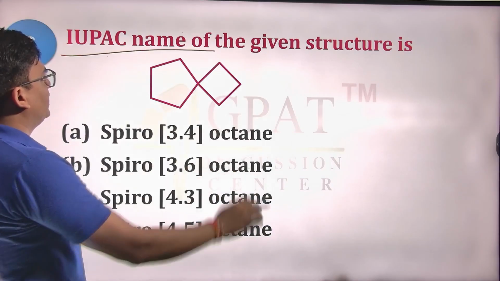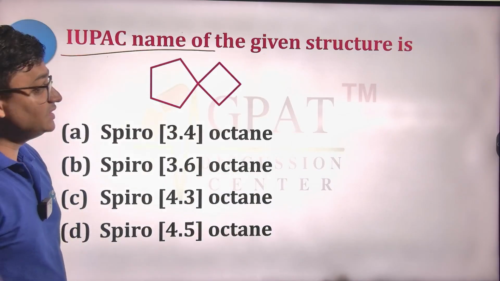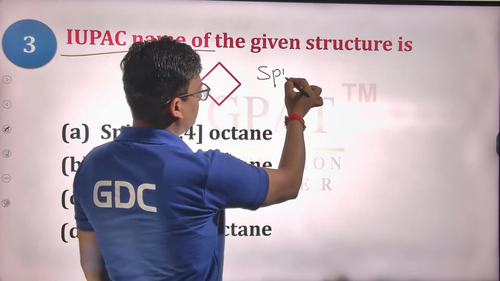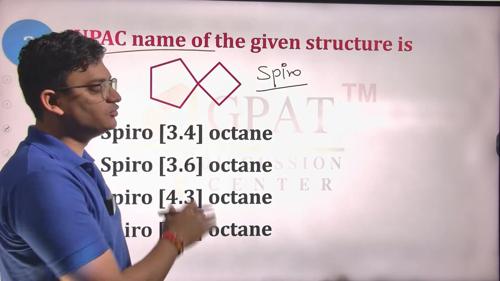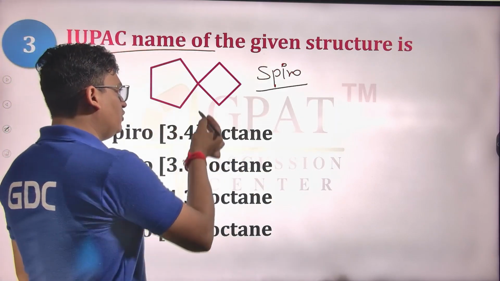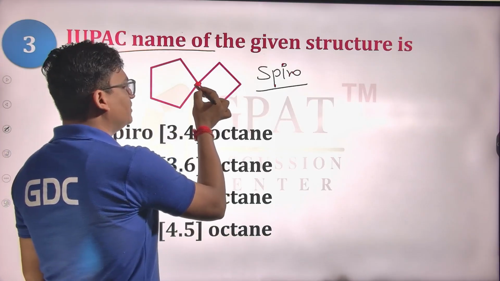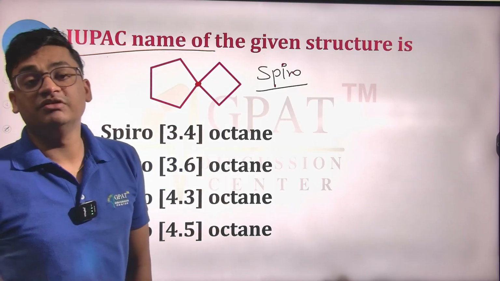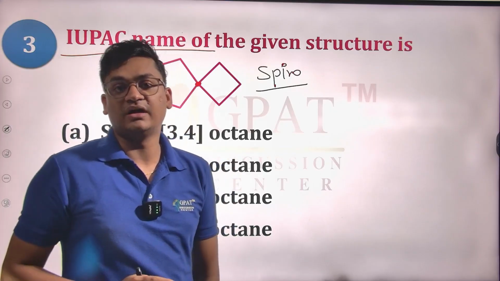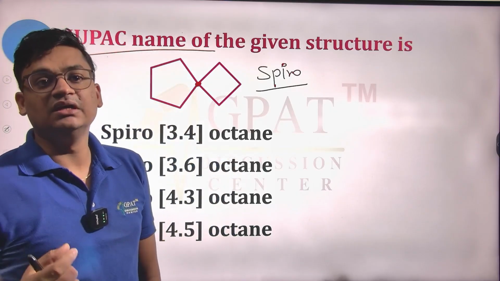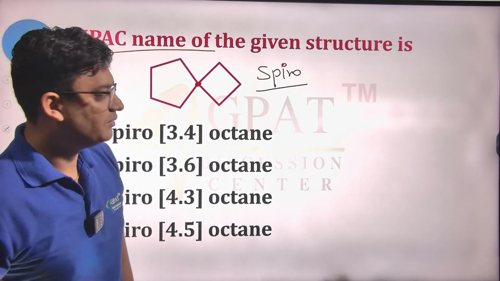Moving to the next question, we have the IUPAC name of the given structure. It's a spiro structure. The basic difference between a bicyclic system and a spiro system is that the spiro will have a 4-degree carbon, that is a carbon directly connected with 4 carbons, while in the bicyclic bridge system we have 2 carbons that are basically 3-degree carbons.